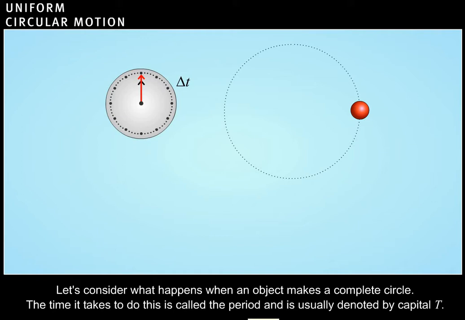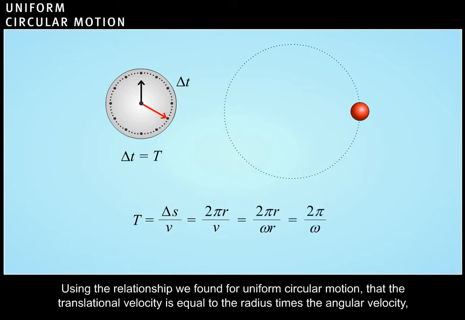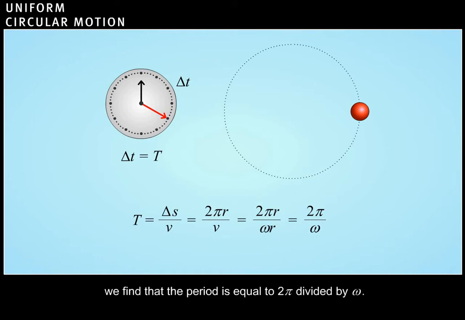Let's consider what happens when an object makes a complete circle. The time it takes to do this is called the period, and is usually denoted by capital T. The period is equal to the total distance traveled divided by the velocity. The distance traveled in one complete circle is equal to the circumference of the circle, which is equal to 2 pi r. Using the relationship we found for uniform circular motion, that the translational velocity is equal to the radius times the angular velocity, we find that the period is equal to 2 pi divided by omega.